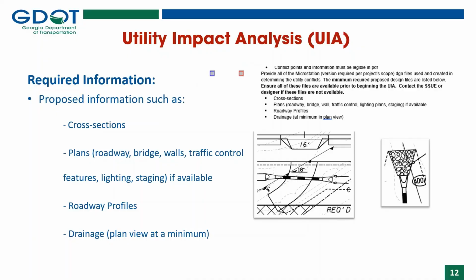These are the required project files needed to perform a complete utility impact analysis. We know this is early in the project development, so not all project files will be available, but these are necessary to make the UIA usable for the next steps in the SUE process. Ensure these reference files are included with your submittal. Omitting these files would be considered an incomplete submittal and may ultimately delay review and/or acceptance.